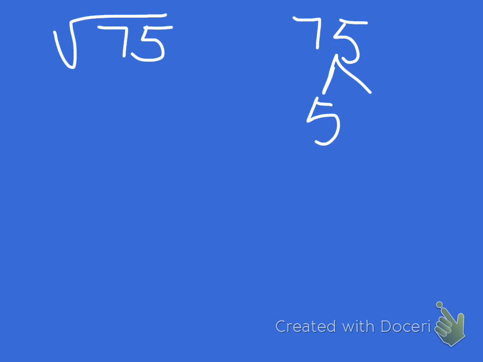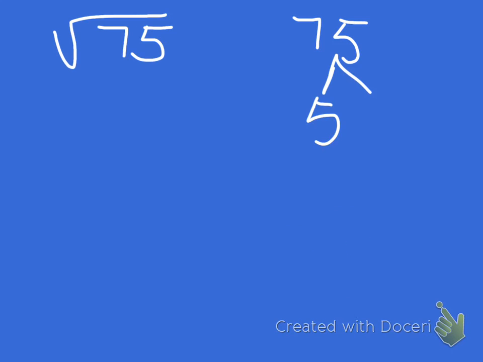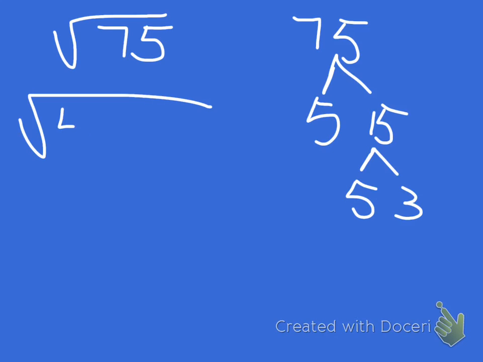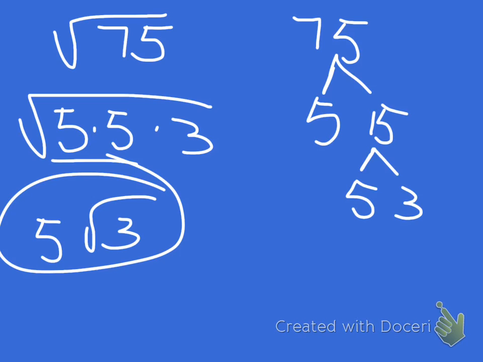I have no idea. 15. Okay, so 15 is 5 and 3. So what do I write underneath this radical? 5, 5, and 3. And then you would have 5 on the outside and just 5 and 3 on the inside. Good.